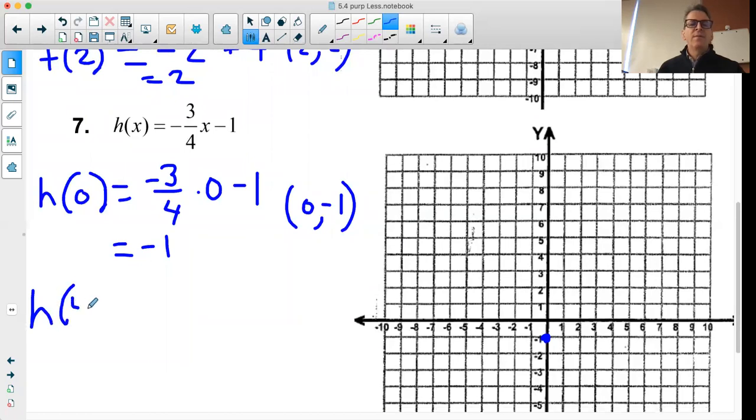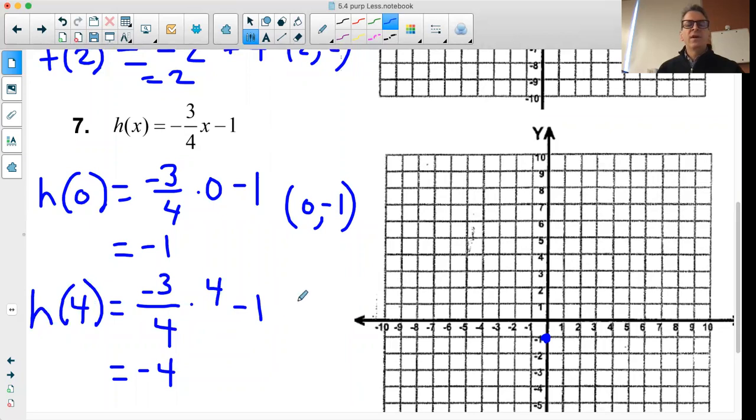h at 4. Okay, what that will do is we will be able to cancel the 4. And once I cancel the 4, I can subtract my 1. The 4s will cancel. I have negative 3 minus 1, which is equal to negative 4. So your answer there would be x is 4, h of 4 is negative 4. (4, negative 4). So let's go over to 4 and down by negative 4. 1, 2, 3, 4. Place a dot.